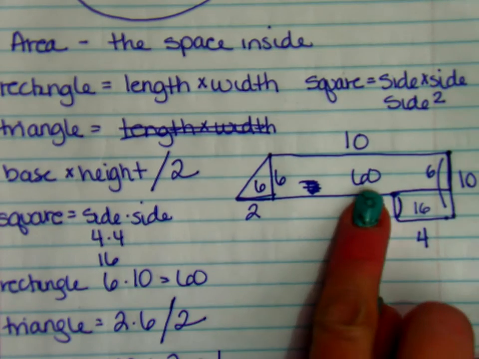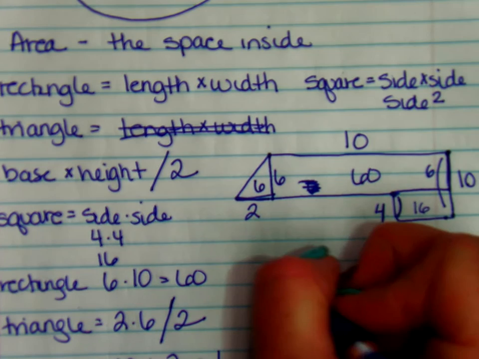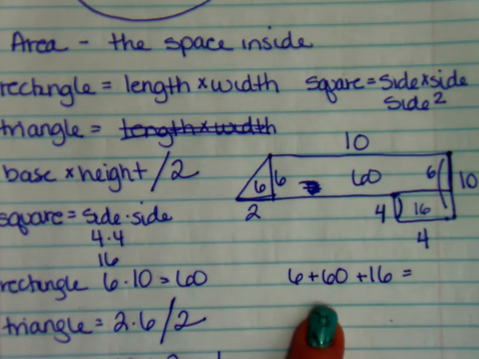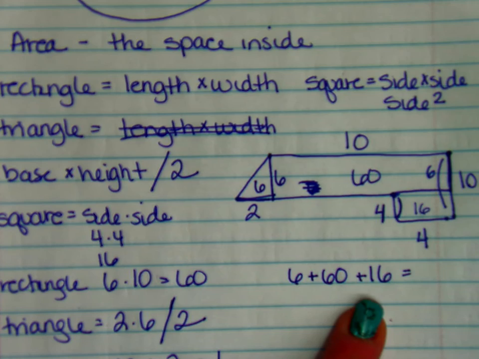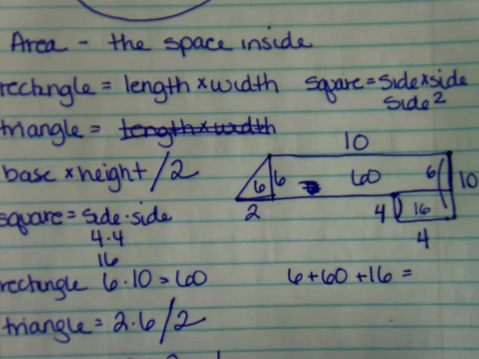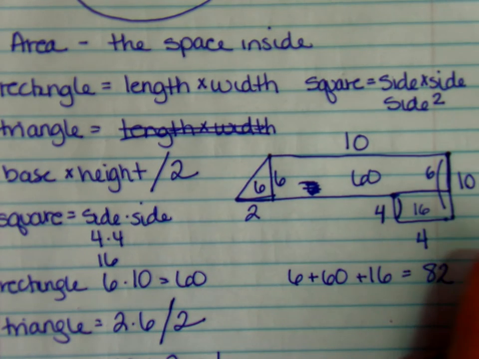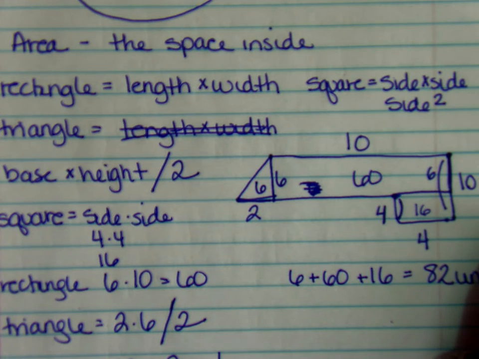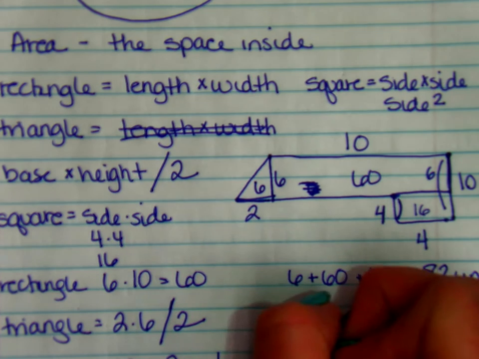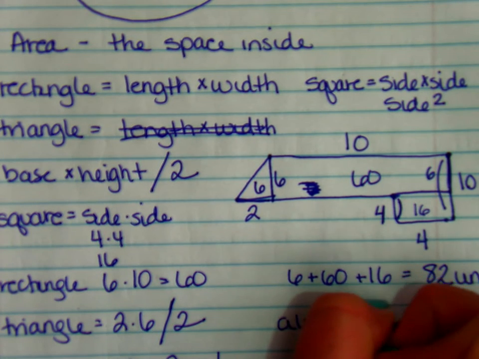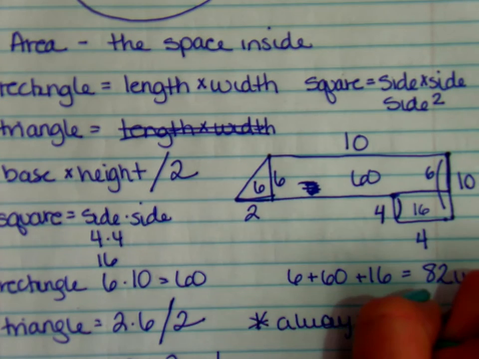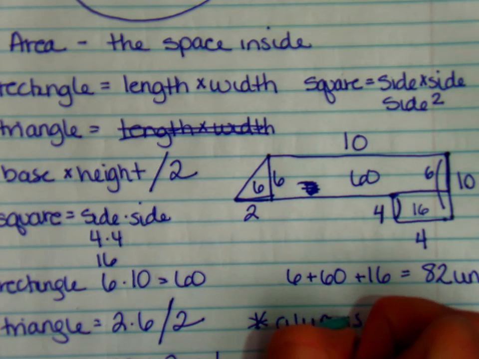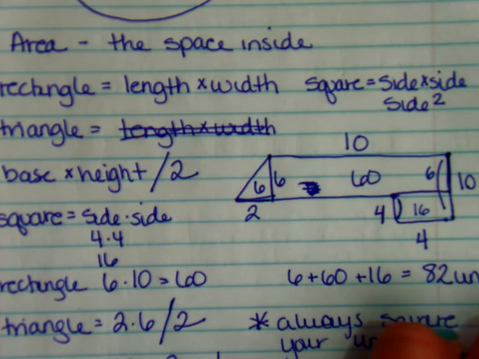I add the 6 and the 60 and the 16. I'm going to get 60 plus 16 is 76, plus another 6 is 82. And because I don't know the units, units squared. Always, this is important, square your units on area.